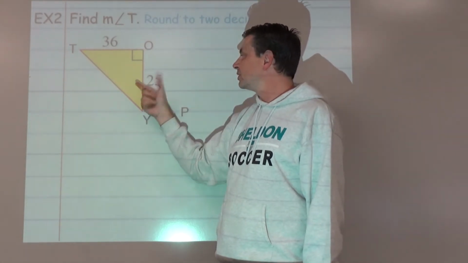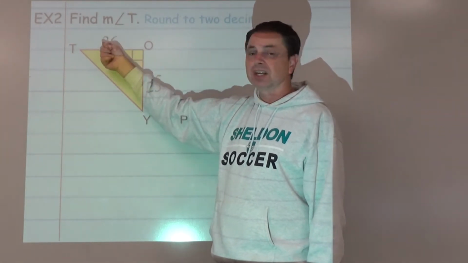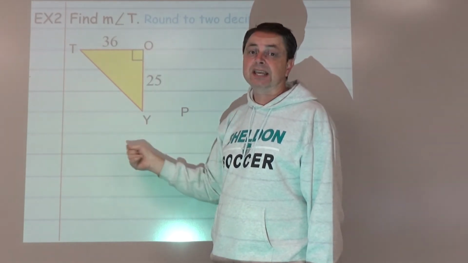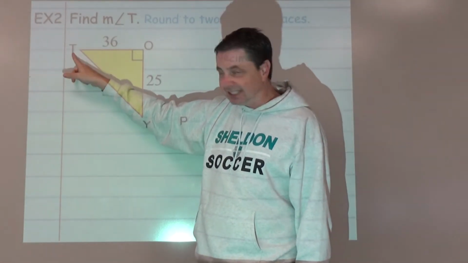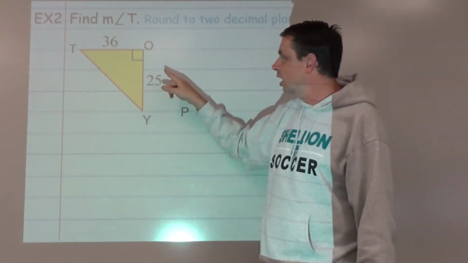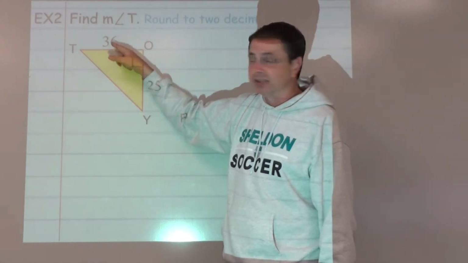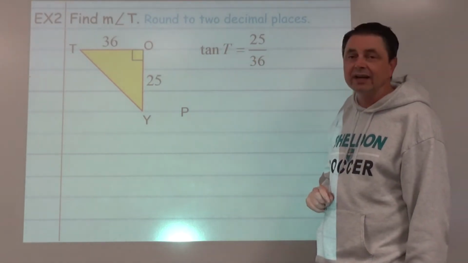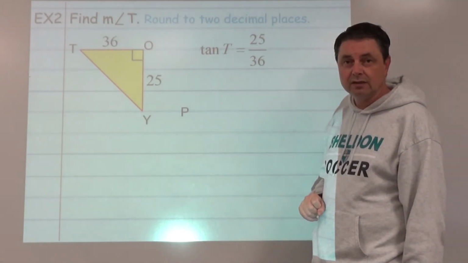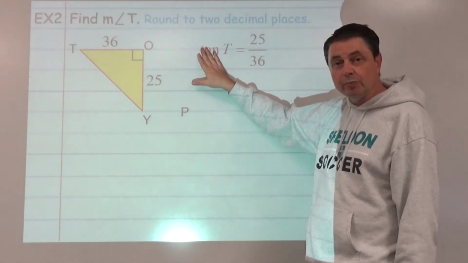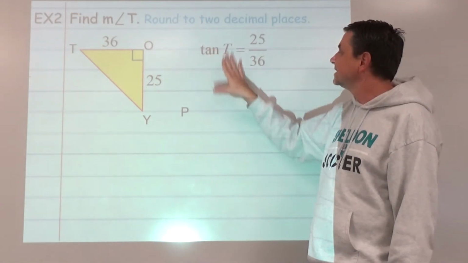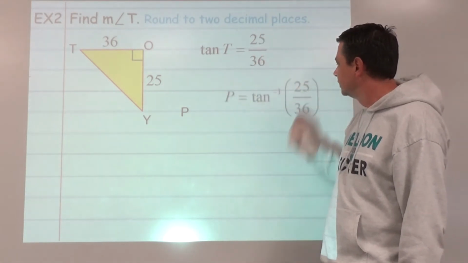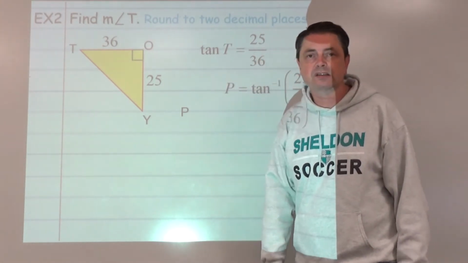This is opposite the T. We've got opposite, we've got adjacent, we've got O and A. That sounds like tangent. Tangent of T is equal to opposite divided by adjacent. That's our setup. Tangent of T is equal to 25 divided by 36. Undo tangent by doing the inverse. T equals tangent inverse of 25 over 36.